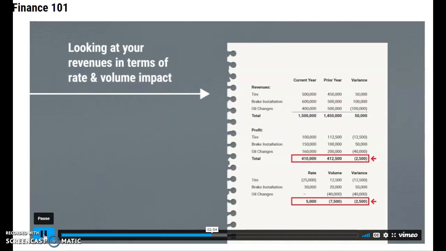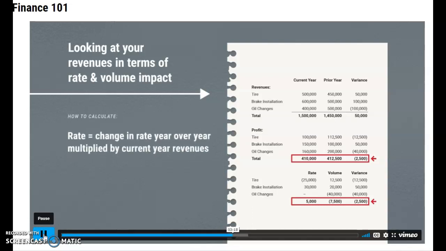Looking at revenues on your P&L in terms of rate and volume impacts will help explain the reason for a gap between your revenues and profit. In this example, on your P&L, you see revenues increasing by $50,000, which you're happy about, but you notice your gross profit decreasing by $2,500, which does not make you happy. You may wonder, how is this possible, or what is the driver of this?